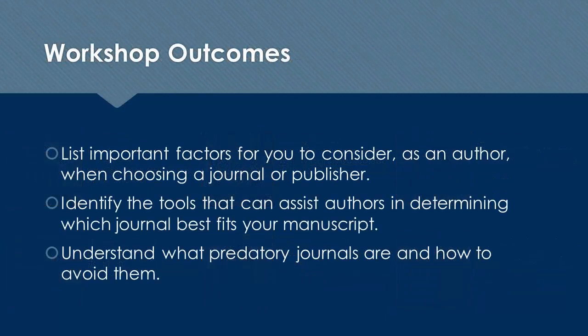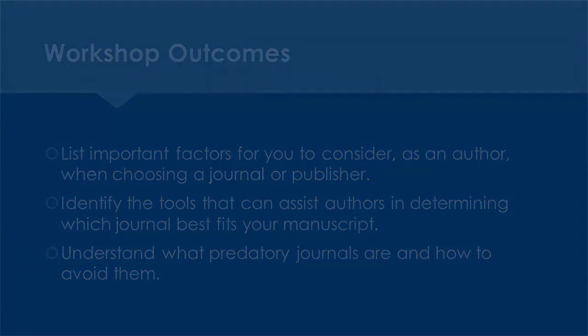Part 2 of the Prepare to Publish series covers journal selection for your manuscript. The outcomes for this portion are for you to be able to list important factors for you to consider as an author when choosing a journal or publisher, identify the tools that can assist authors in determining which journal best fits your manuscript, and understand what predatory journals are and how to avoid them.